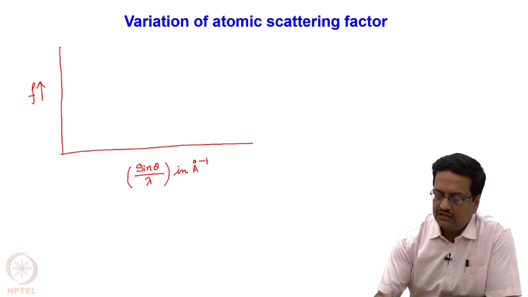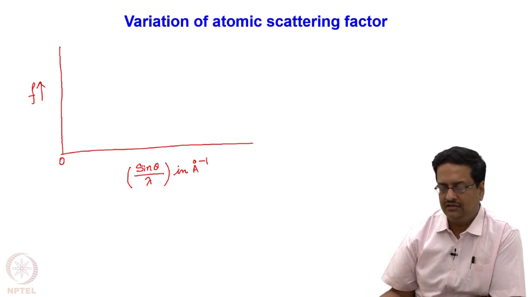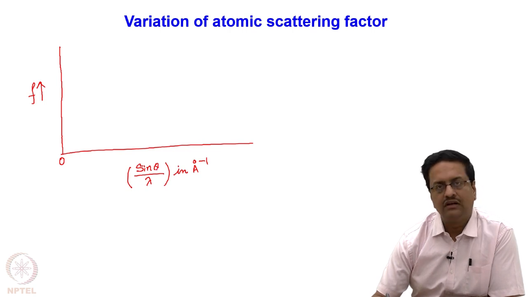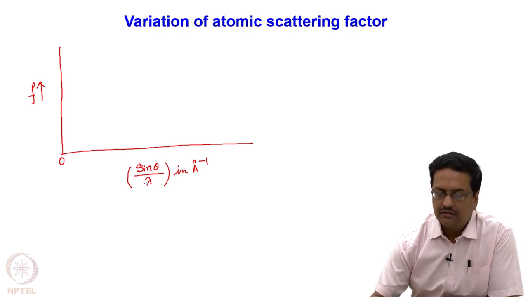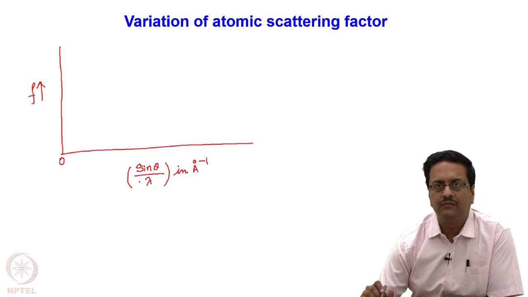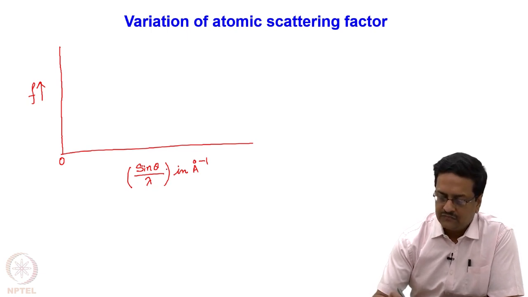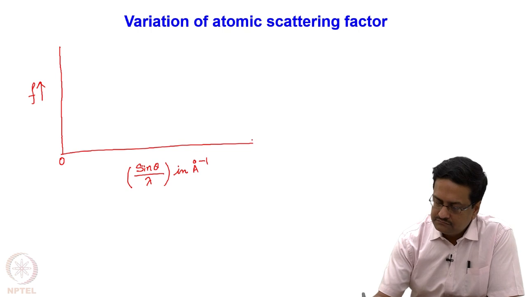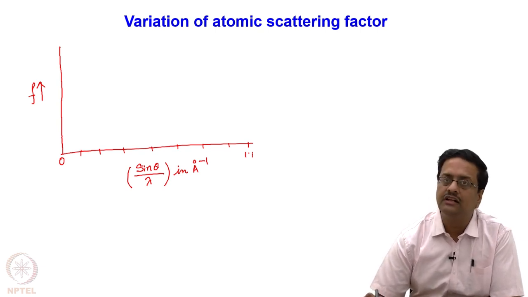So, the unit along the x-axis is angstrom inverse. At theta equal to 0, sin theta is 0, and at theta equal to 90 degrees, sin theta is 1, and then 1 by wavelength, which in the case of molybdenum can be 0.77 angstrom, in the case of copper can be 1.54 angstrom. So, depending on the wavelength, this axis will be spanned either below 1 or up to 1. So, we can have values like this. Suppose I am plotting it up to 1.1 using copper radiation, or using molybdenum radiation.